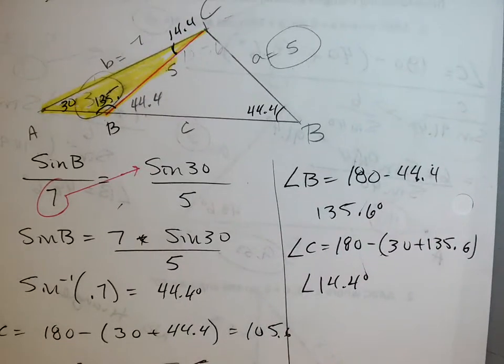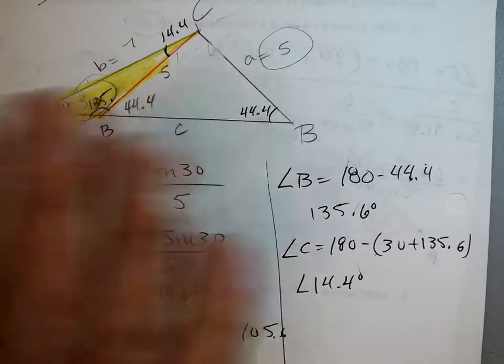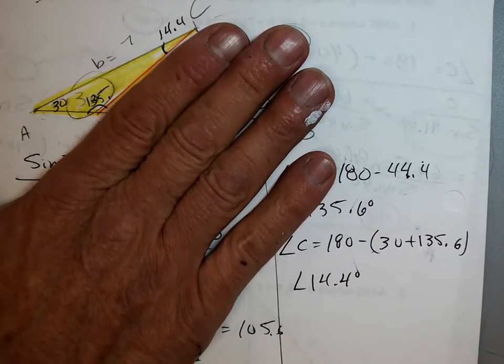Now, finally, if I want to find side C, which is not all of this at all. Remember, this triangle's gone. That triangle's not there.